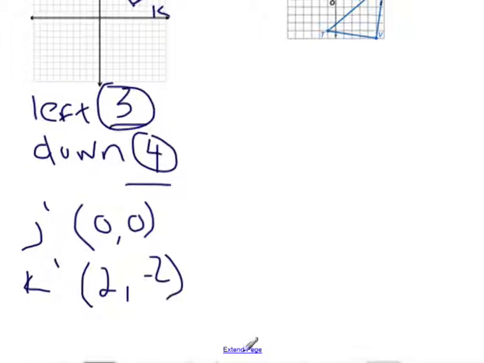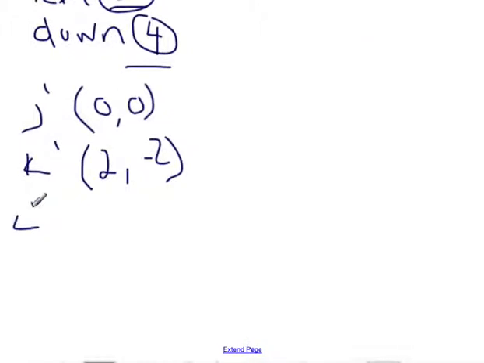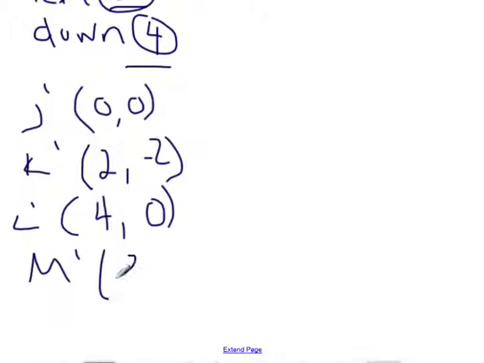And then we want to do our L prime. Well, for our L, we originally had 7 for the x-coordinate. We're going to subtract 3, and that's going to give us 4. And we have 4 for the y-coordinate, subtract 4, and we get 0. Last but not least, we have M prime. And then we're going to take 5, subtract 3, that's going to give us 2, take 6, subtract 4, and that's also going to give us 2.